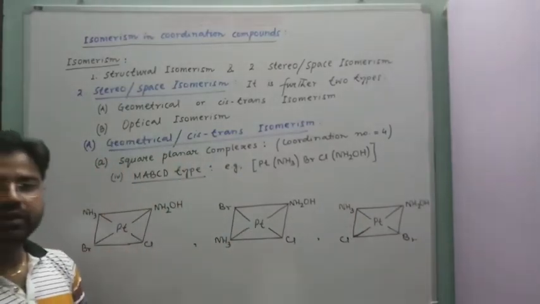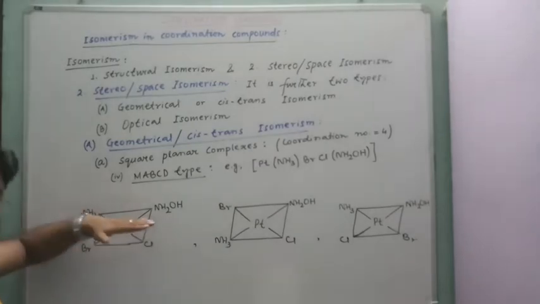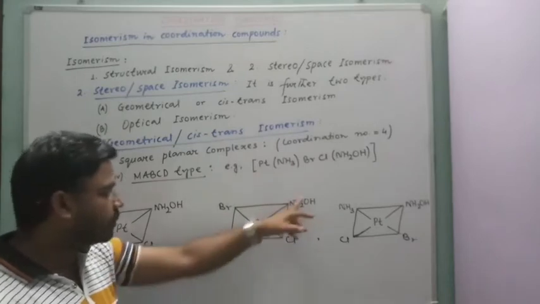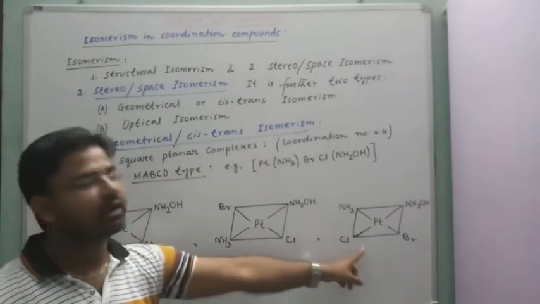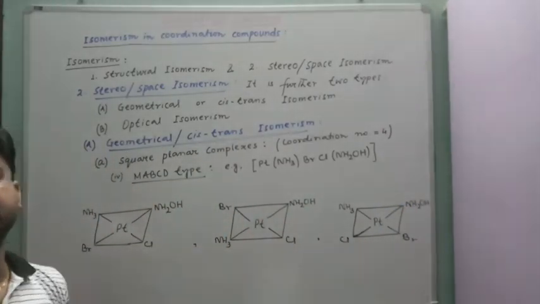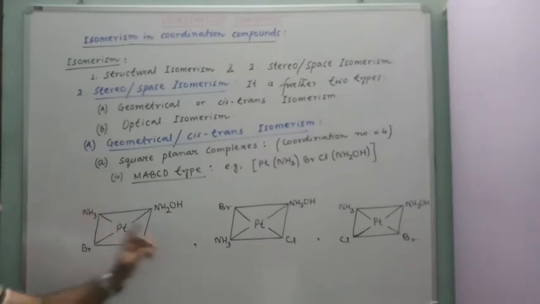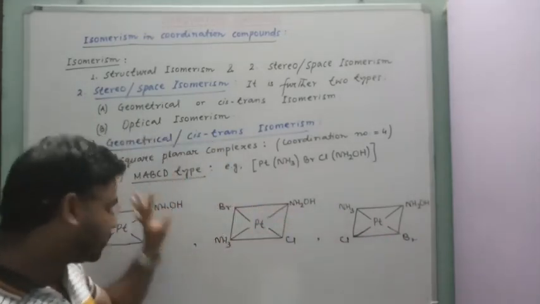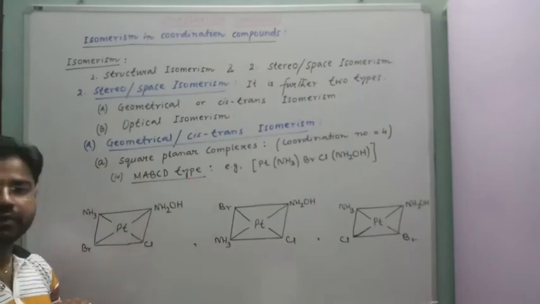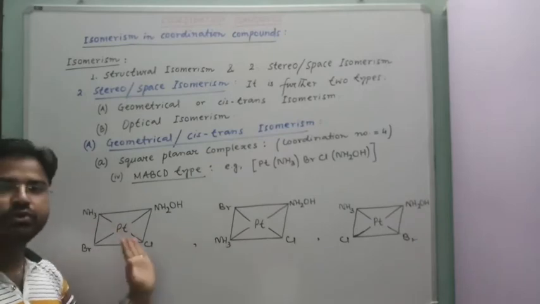So in these three isomers, if you consider NN in the same plane, this is cis; NN in the opposite plane, this is trans; NN in the same plane, cis. So two of the isomers are cis form and one is trans form. If you consider NH3 and bromine in the same plane, this is cis; NH3 and bromine in the opposite plane, trans. So this type of ABCD complex gives three isomers, out of which two are cis and one is trans.